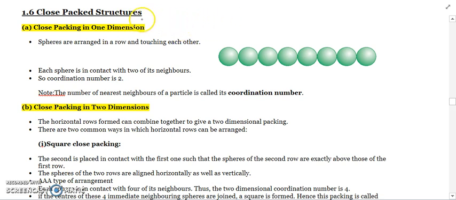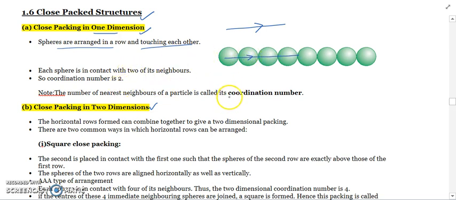First here we are going to study close packed structures. In close packed structures there are three types. First is one dimension, second is two dimension, and then third one is three dimensions, which exists in nature. One dimension and two dimension don't exist in nature. Now in one dimension, spheres are arranged in a row and touching each other, meaning along only a single axis, whether it be x-axis, y-axis or z-axis. Here the spheres are arranged along a line.